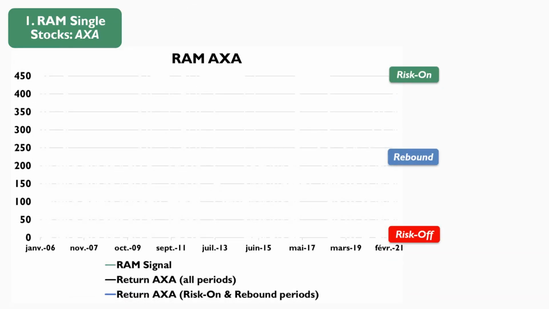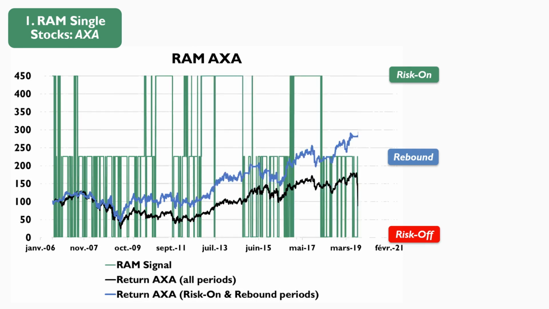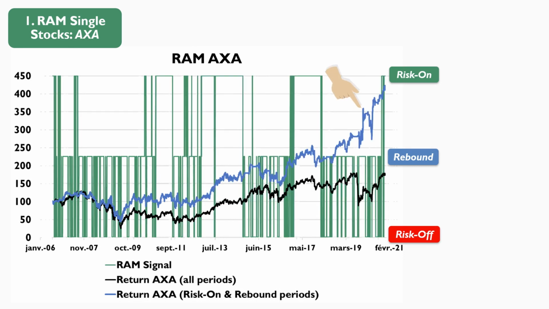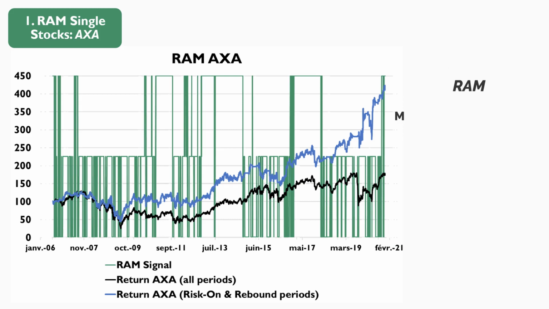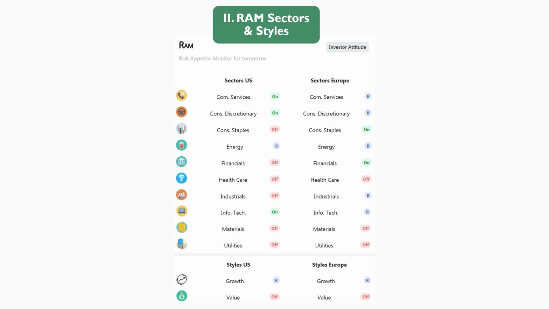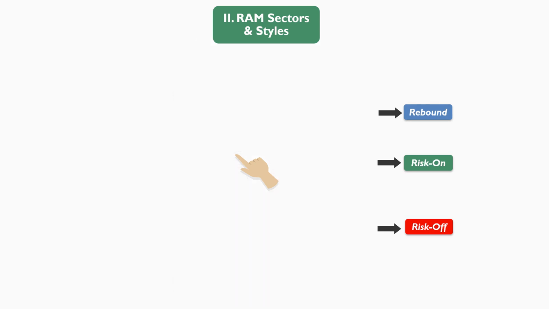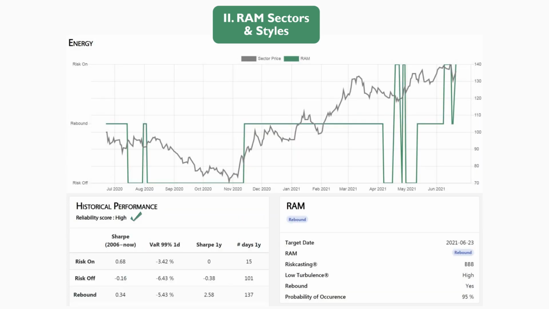Applying the RAM strategy to AXA from 2006 onwards, avoiding risk-off periods. The blue line represents the corresponding NAV, while the black one exhibits the price of the stock. This shows that RAM can help mitigating drawdowns, but also capturing rebounds. RAM sectors and styles gives a summary of the risk appetite signal for each sector and style. By clicking on Energy US, for example, we have an equivalent screen to the single stock one.